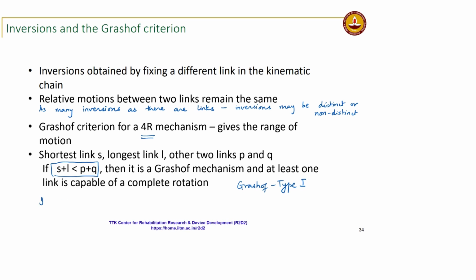If S plus L is greater than P plus Q, then it is called a non-Grashof or Grashof type 2. A non-Grashof is also called a Grashof type 2, and the special case where S plus L equal to P plus Q is called a Grashof neutral.